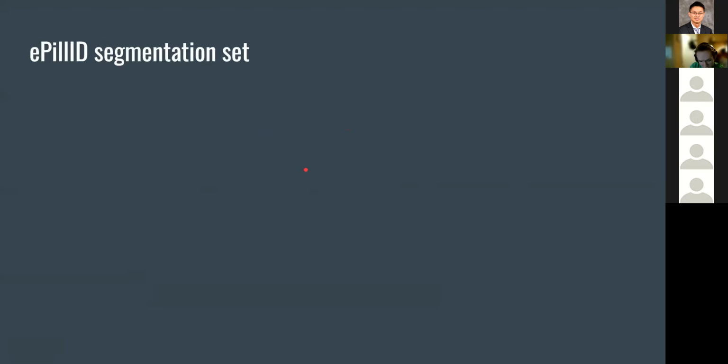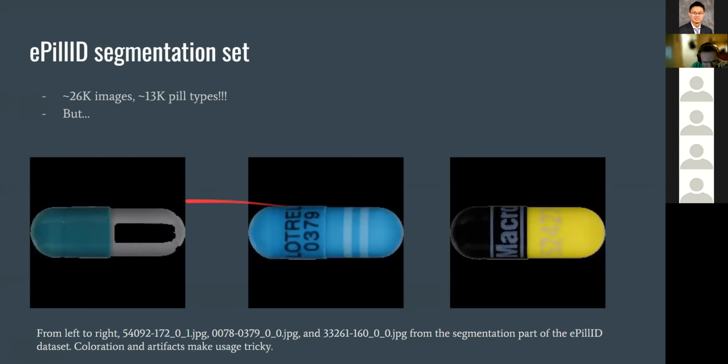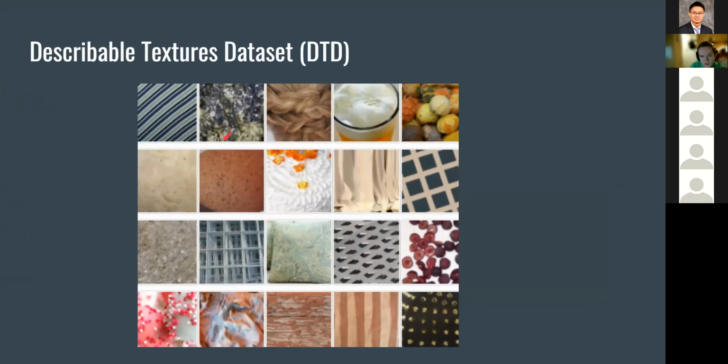The ePillID benchmark does come with a segmentation set of its own that is arguably better, but it was extremely hard to utilize because of kind of weird artifacts. Like, I don't know what happened to this image over here. And with these, it was really difficult to pull out the background because the background will bleed into the labels on the images. And I'll mention this is the data set I'm using for textures. It's just another data set on the internet called the Describable Textures data set.